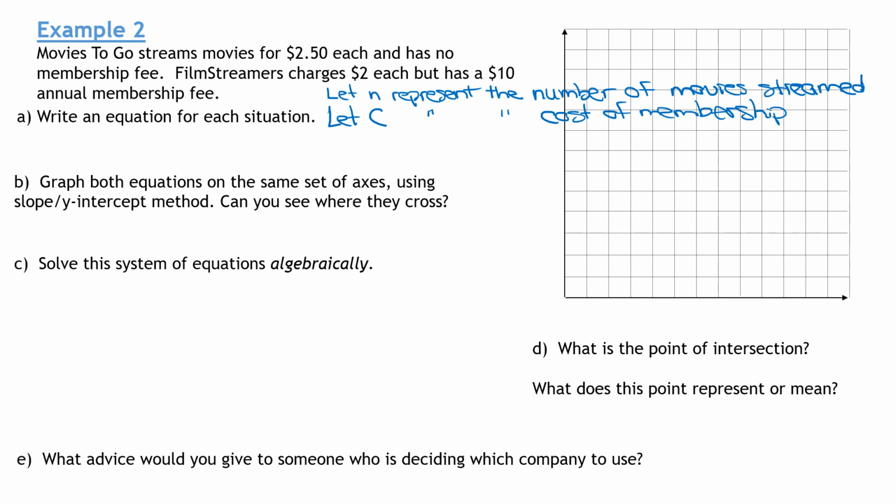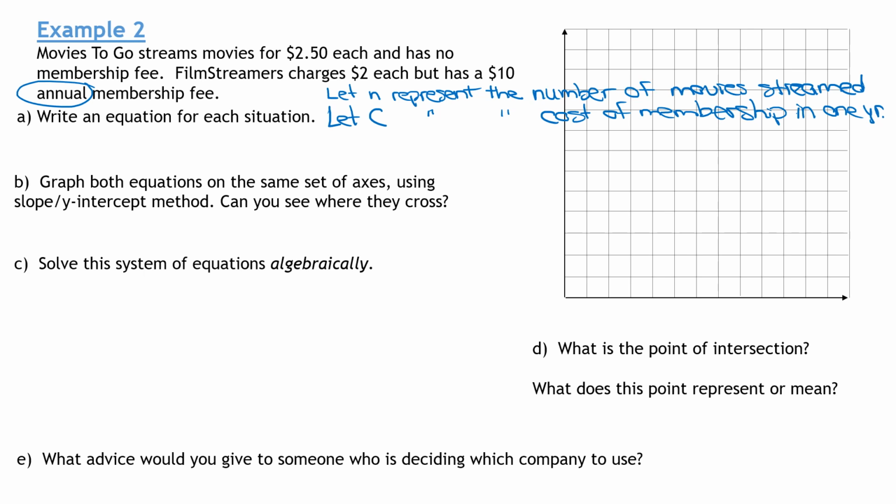And we have another clue in the question, and the other clue in the question is the word annual. So that means we're not talking about how many movies we stream in a day or in a week or in a month. We're talking about in a year. So cost of membership. And so this whole question we're doing is in 1 year. Okay, so now we have to come up with equations to go with that.